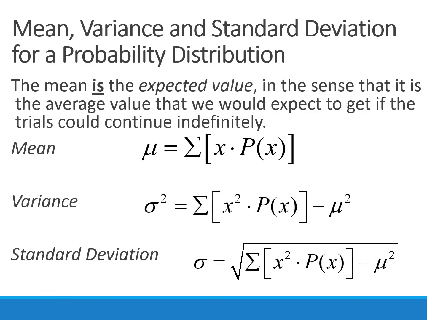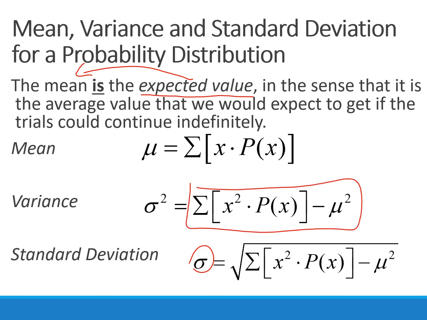These are our equations for the chapter. You'll get an equation sheet with these for the quiz and test. Mean, variance, and standard deviation are all here. 2 things to note. If it asks for the expected value, that's the same thing as the mean. Those terms are interchangeable. And standard deviation is just the square root of the variance.